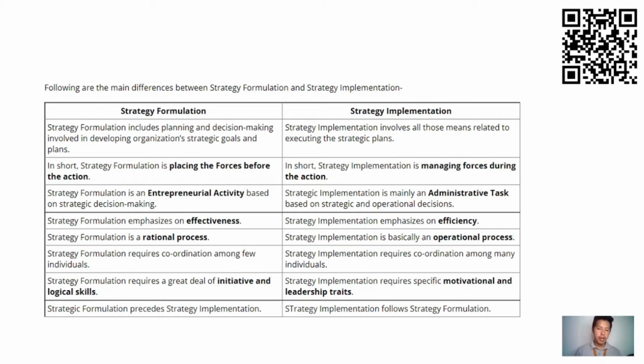Now, with respect to strategy perspective, we talk about effectiveness. Is it effective? Was the strategy effective? Or will this strategy be effective? But in implementation, we talk about efficiency. Is the strategy efficient? Is the implementation efficient? As to strategy formulation, it is a rational process. You think about it. But strategy implementation is an operational process. We do things, so on and so forth.